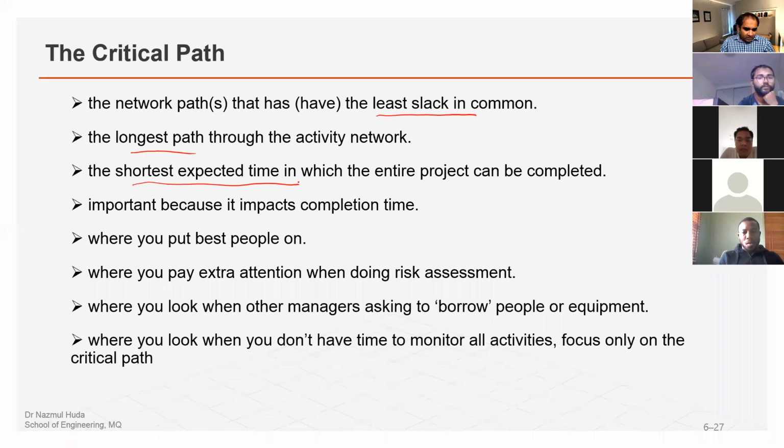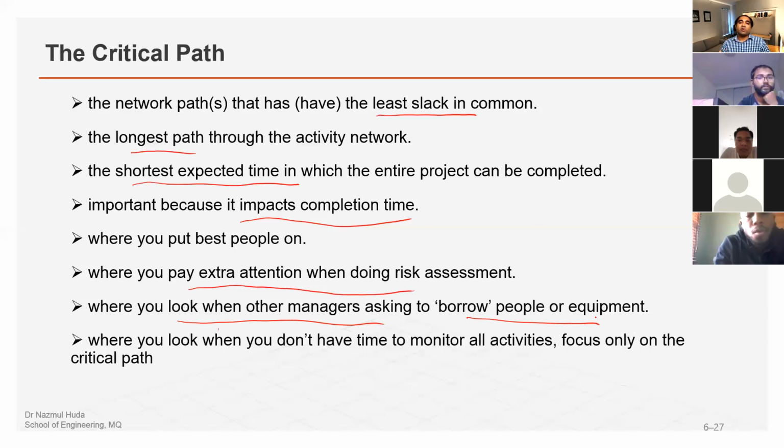Then it is important because it helps us in identifying the total completion time. If we are really constrained by the resources, we need to know what the critical path is so that we can allocate all the resources on the critical path. That helps us in paying extra attention when doing risk assessment or allocating resources on the critical path. This is where all the engineering managers look when they are asking to borrow people or equipment.